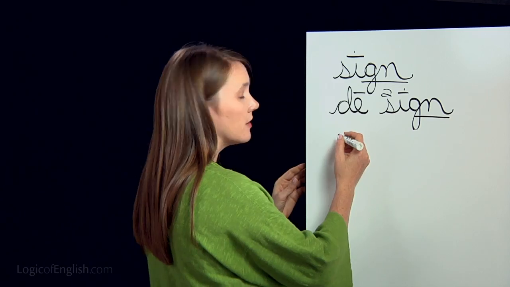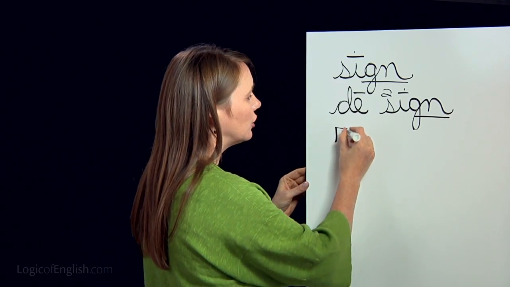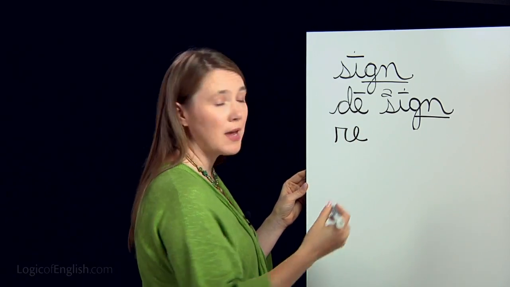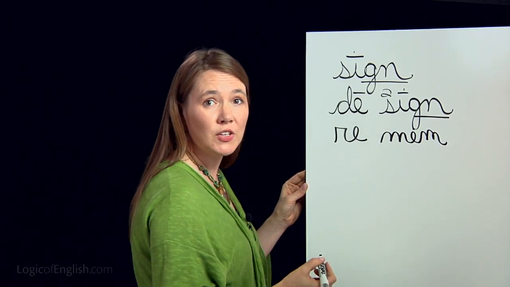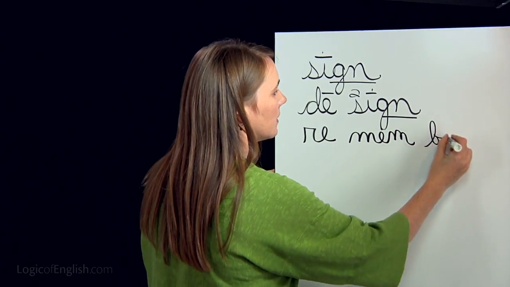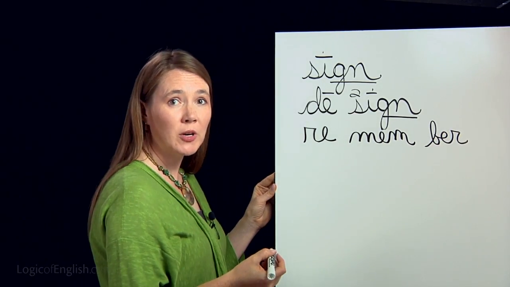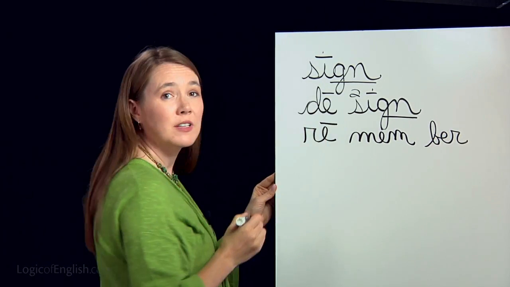And now help me to write it. The first syllable is re, E. Second syllable is mem. The third syllable is bur. How will we mark it? We'll put a line over the E.